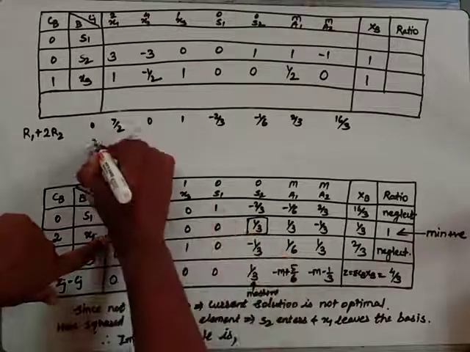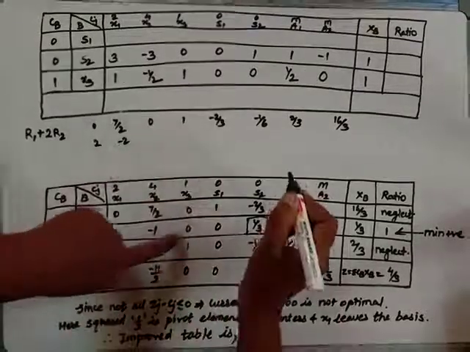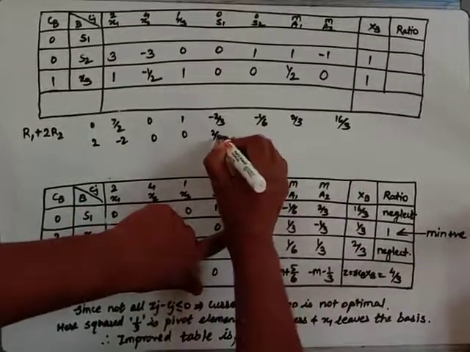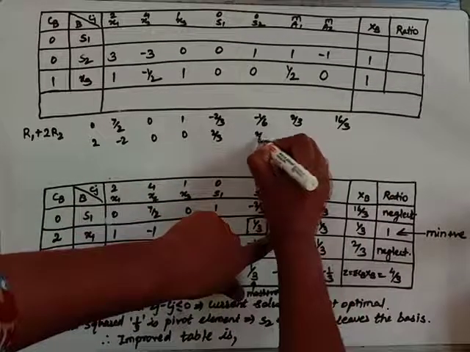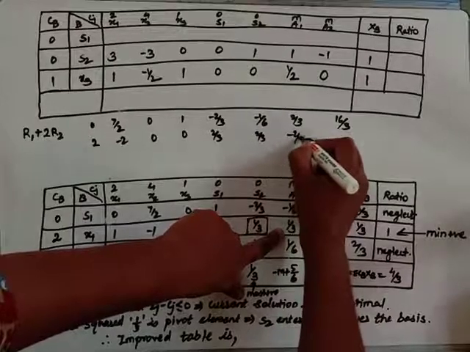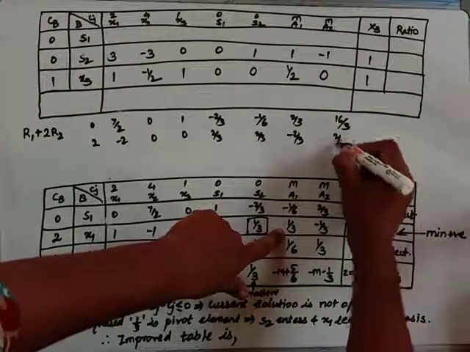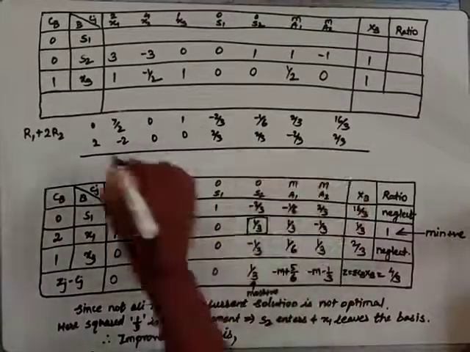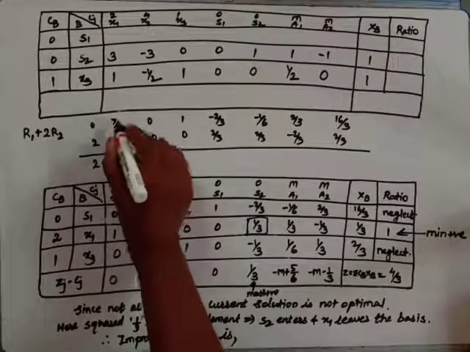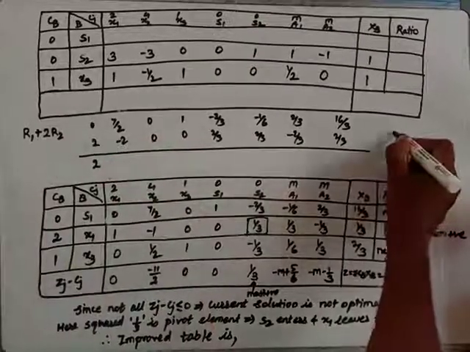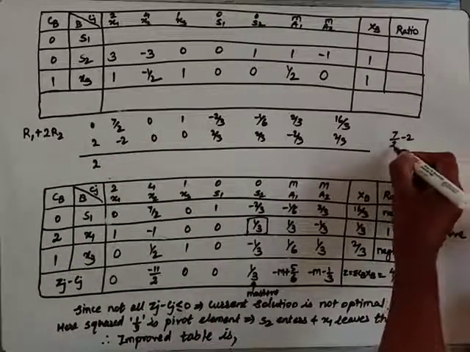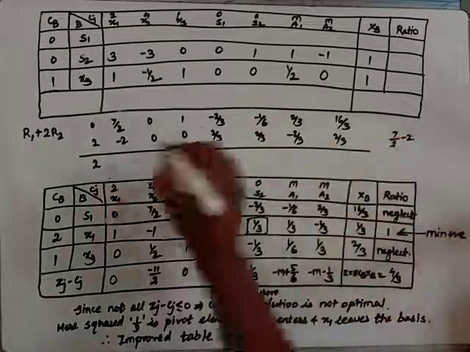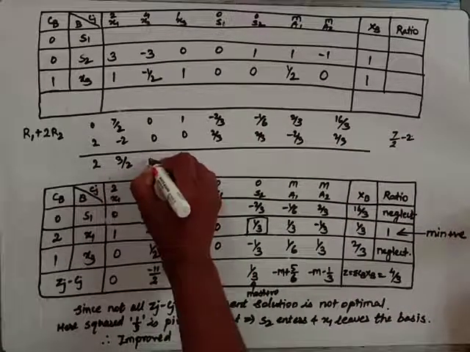So it is 2 minus 2. So it is 0, 0. This will become 2 by 3. It will be 2 by 3. It is minus 2 by 3. Then again 2 by 3. So now let us add them. So addition, this will become 2. This 7 by 2, 7 by 2 minus 2. So this is 4, 7 minus 4 will be 3 by 2. So it will be 3 by 2.